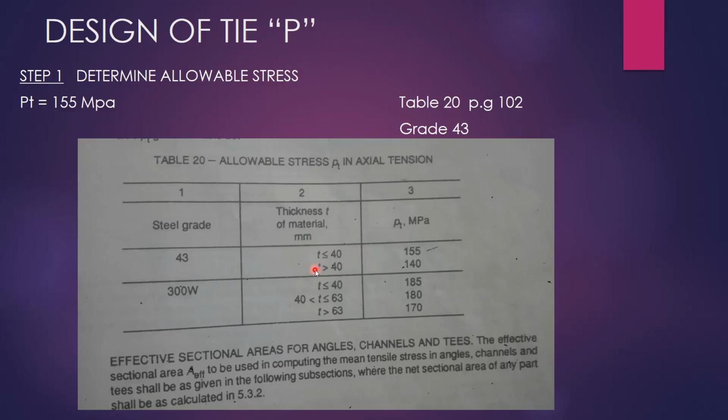now it has been differentiated by the thickness. T, the thickness of the member: the first one is less than or equal to 40, the other one is greater than 40. We are going to assume that the members we're dealing with will be less than or equal to 40. Therefore, our stress is going to be 155. That's where that 155 MPa comes from. That is the allowable stress.